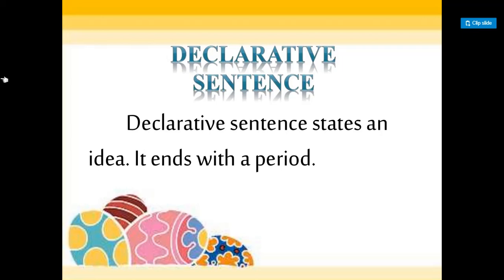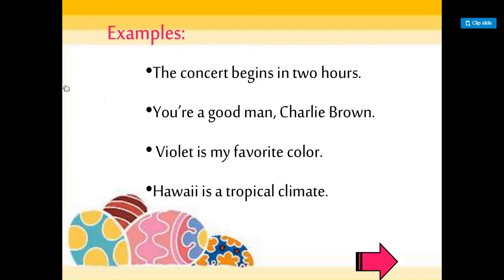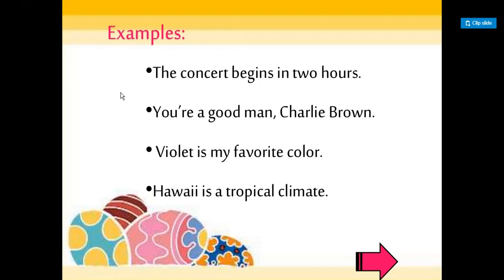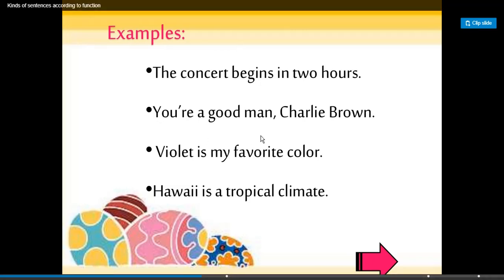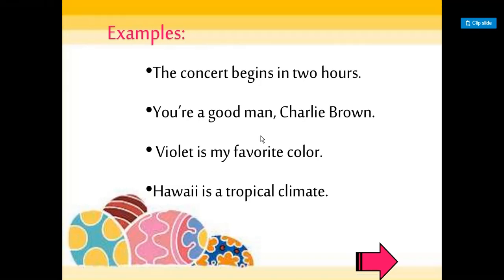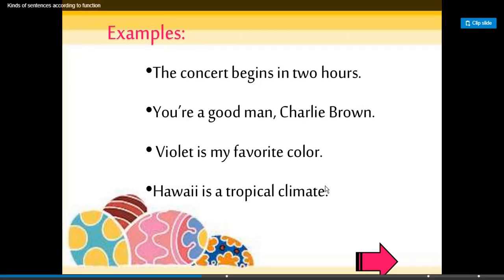Okay, so we have here examples. First, it says, the concert begins in 2 hours. So, you are just stating a fact. You are just stating an idea that the concert will begin in 2 hours. The next one, you're a good man, Charlie Brown. So you are stating a fact that Charlie Brown is a good man. And if you will notice, these sentences end with period. So period is the punctuation mark when you are using declarative sentence.